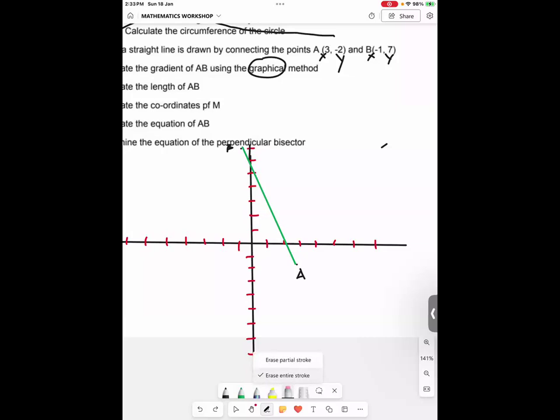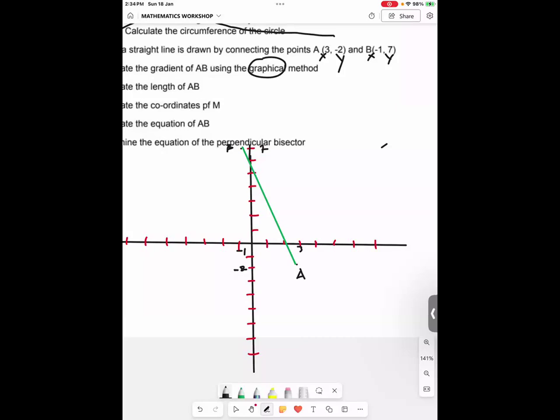All right. So this is 3. And this is 2. This is negative 2. And this is negative 1 right here. And up here, so it's 7. All right, so we are supposed to use now the graphical method.